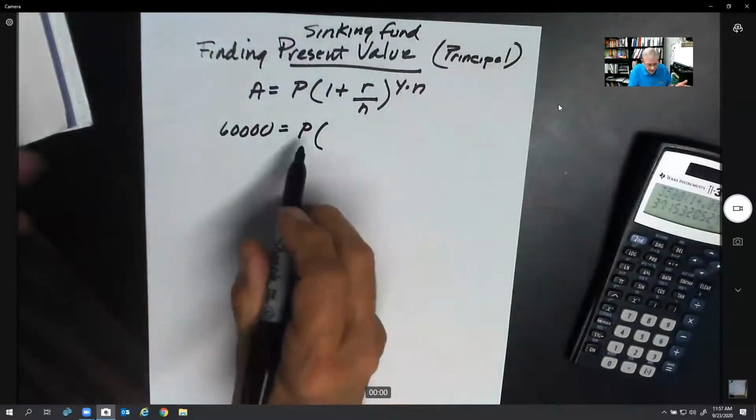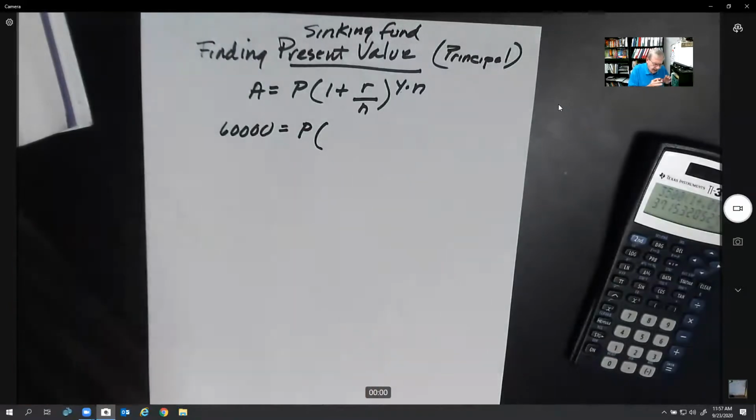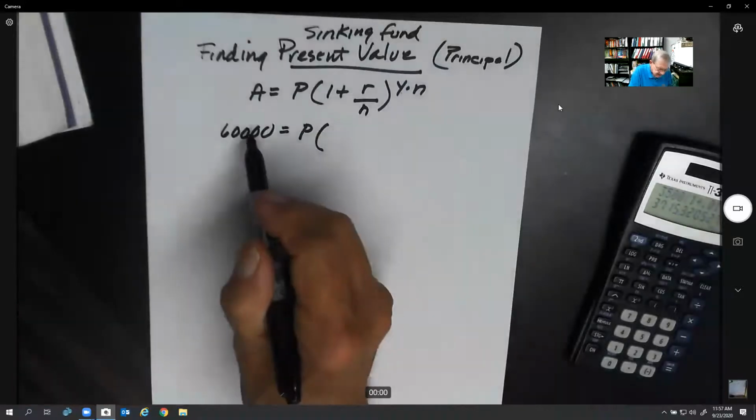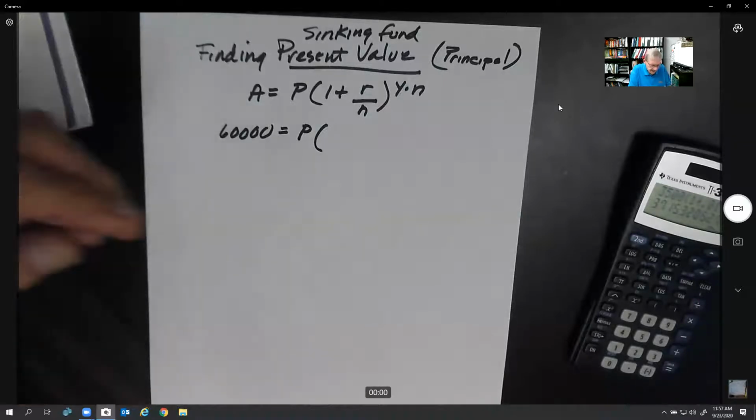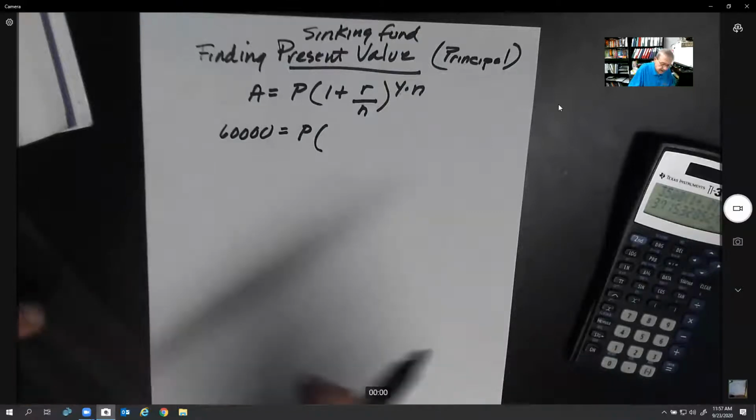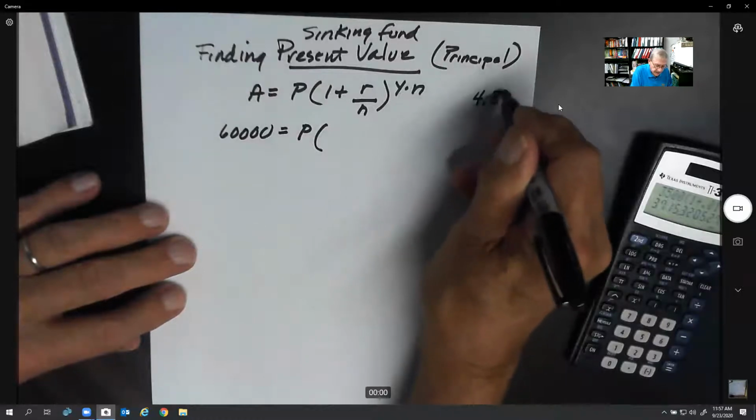I don't know how they came up with this name, but we're trying to figure out how much you would have to sink into this investment to get $60,000 at the end. So that's why they call it a sinking fund. You're going to put some money in to get this amount at the end. And we want to know how much you'd have to put in. Well, you'd have to know a couple of things. Number one, what's the interest rate? They're going to give you a 4.8%.